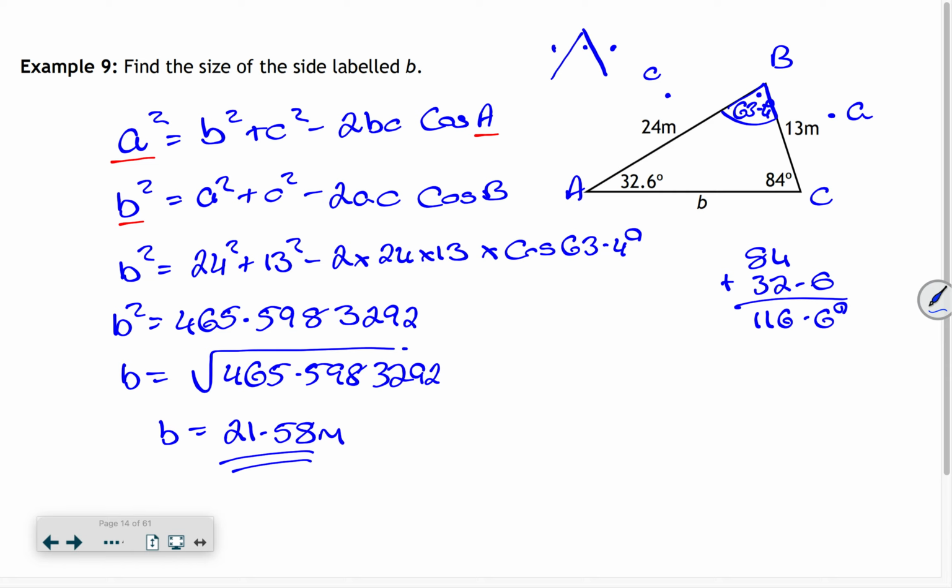Always check your diagram and make sure it makes sense. Okay? So if you forget that you need to square root, think about it. Should your answer really be 465? When you've got a triangle that's 24 meters and 13 meters, you can't really possibly have 465 meters. It seems a bit far-fetched. 21.58 seems a lot more realistic. So that is finding a side using the cosine rule.